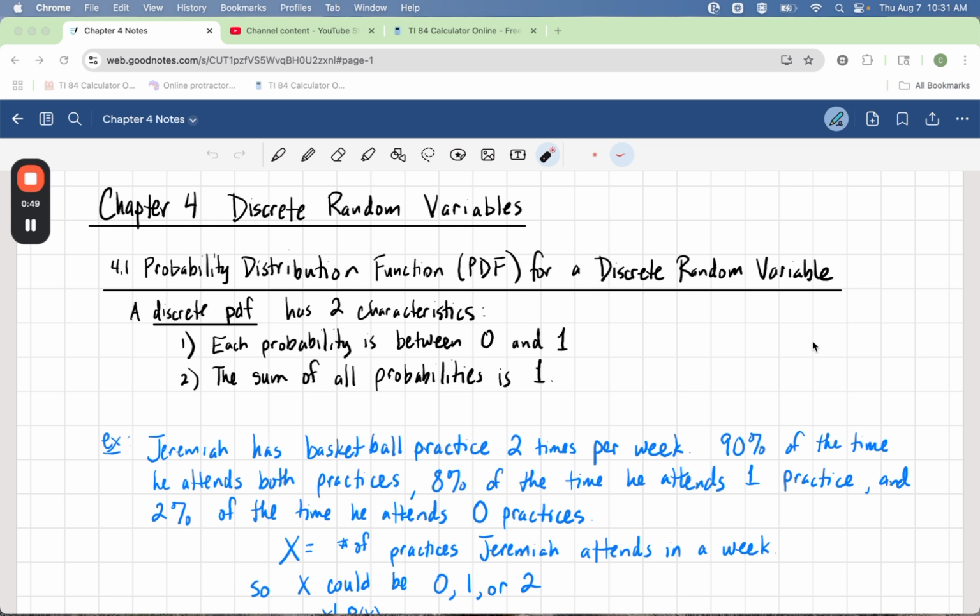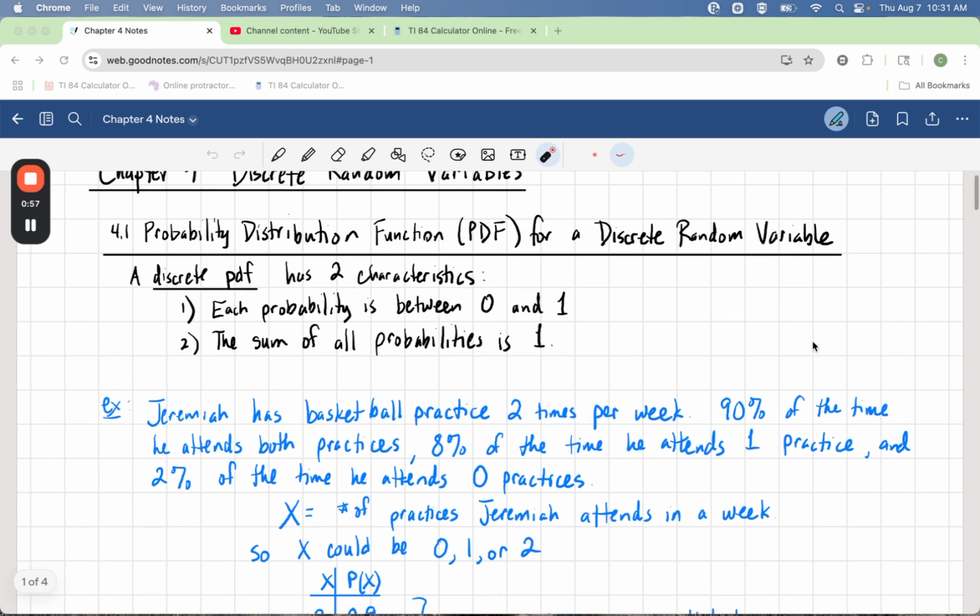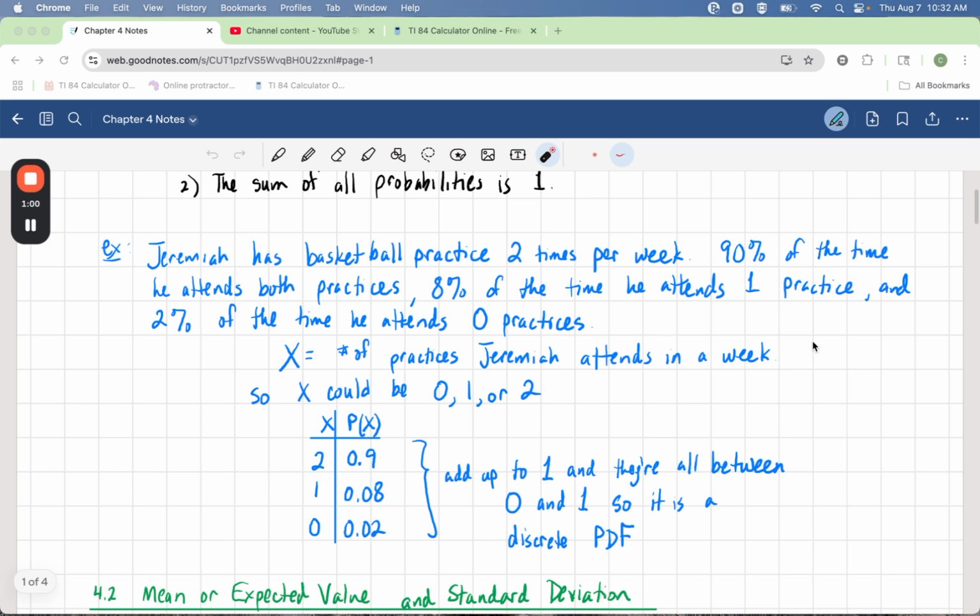All right, so a discrete PDF has 2 characteristics. Each probability is between 0 and 1. The sum of all the probabilities is 1. So we have Jeremiah down here, and he has practice 2 times per week. 90% of the time he goes to both practices. 8% of the time he goes to 1 practice, and 2% of the time he goes to 0 practices. So the random variable is the number of practices Jeremiah attends in a week. So x could be 0, 1, or 2. The probability he attends both practices is 0.9, 1 practice is 0.08, and 0 practices is 0.02.